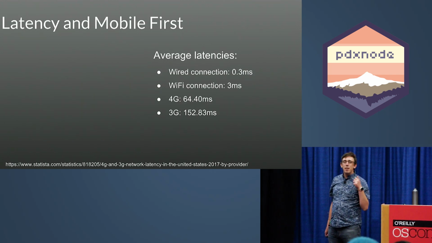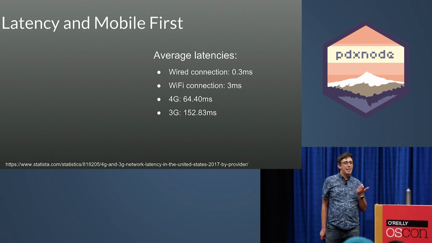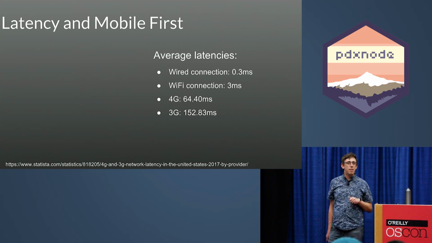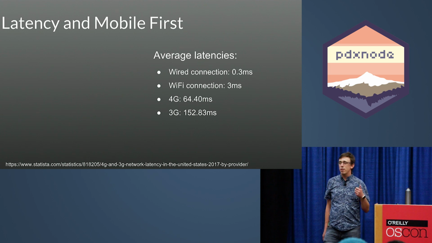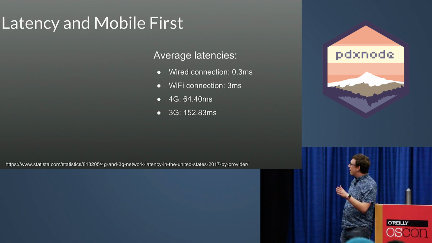So first I want to talk about something that I don't think we always keep in mind, and that's latency. Because a lot of us as developers are on really good internet speeds. We're either on a wired connection or really good wireless. So here are some average latencies, just to get your network request going. Wired connection, 0.3 milliseconds, it's pretty darn fast. Wi-Fi connection, 3 milliseconds. We're already an order of magnitude higher.